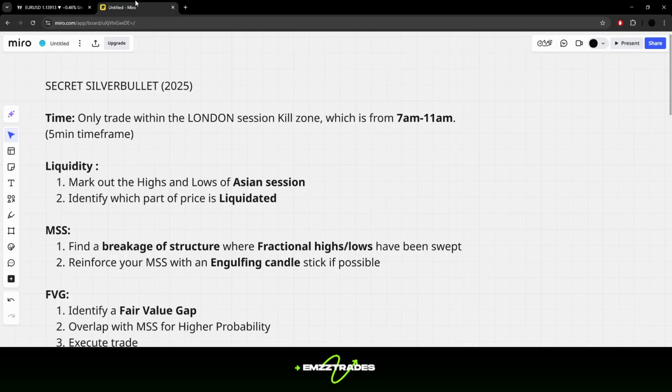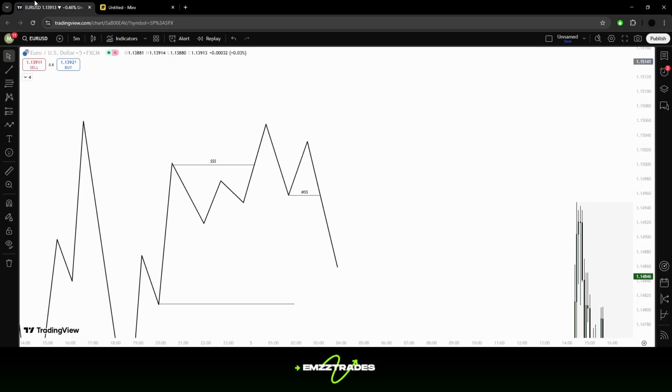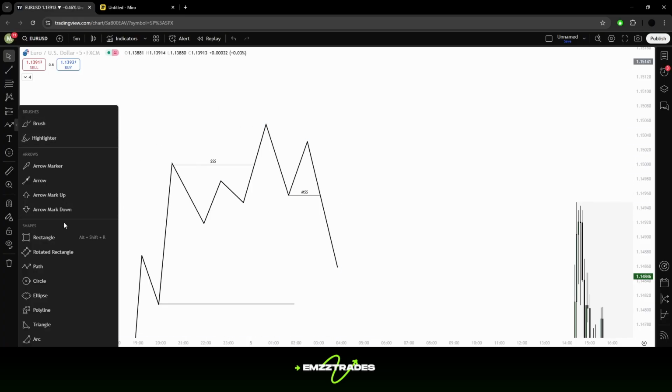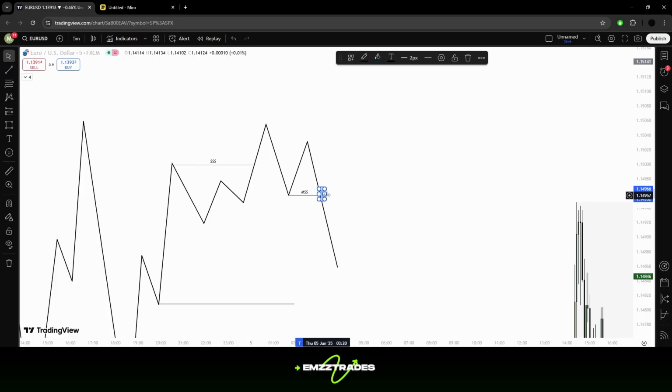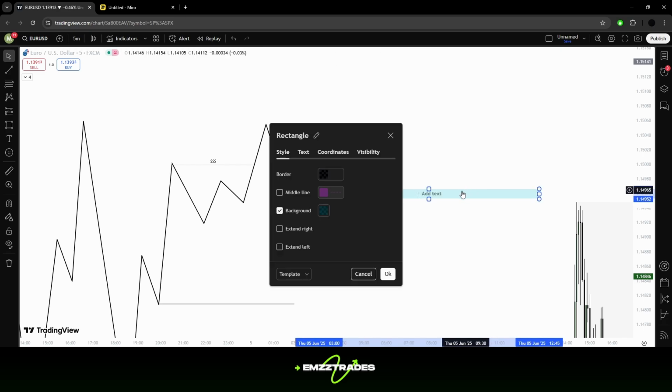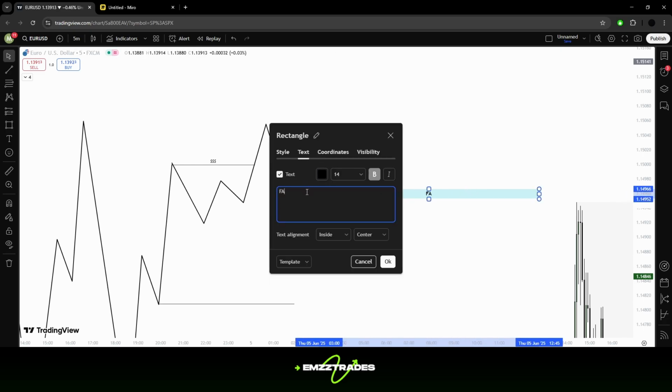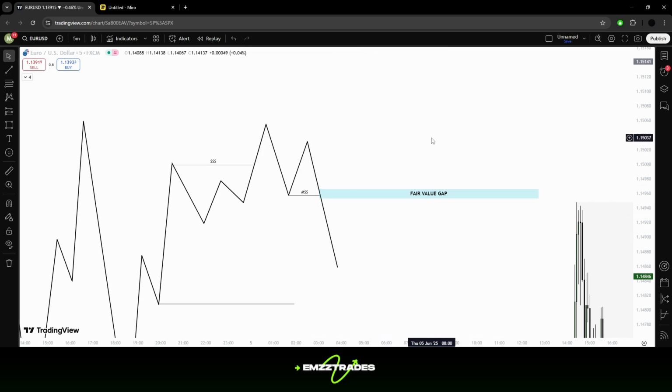And once we actually do get this, all you've got to do from here on out is identify your fair value gap, and then you overlap it with the market structure shift, right? So what I'm going to be doing is overlapping my market structure shift with the fair value gap right here. So this will be called my fair value gap. And as soon as I get this fair value gap, all I've got to do from here on out is enter my position, and then I'll be able to win in this trade.